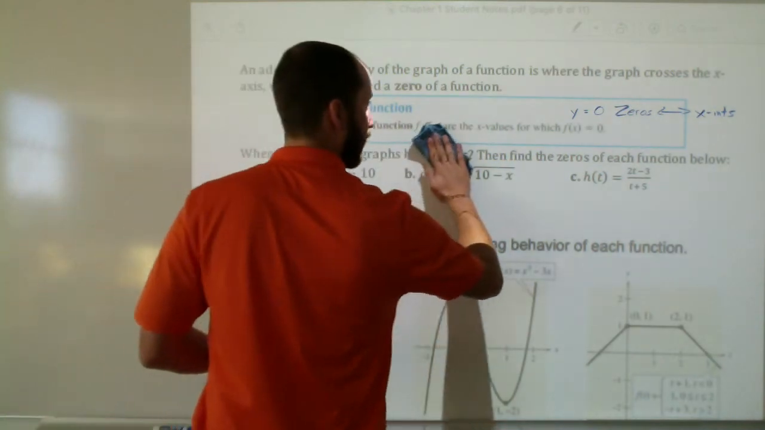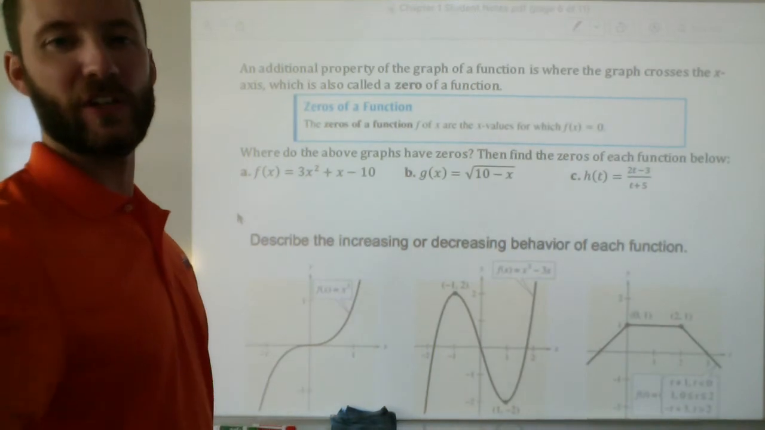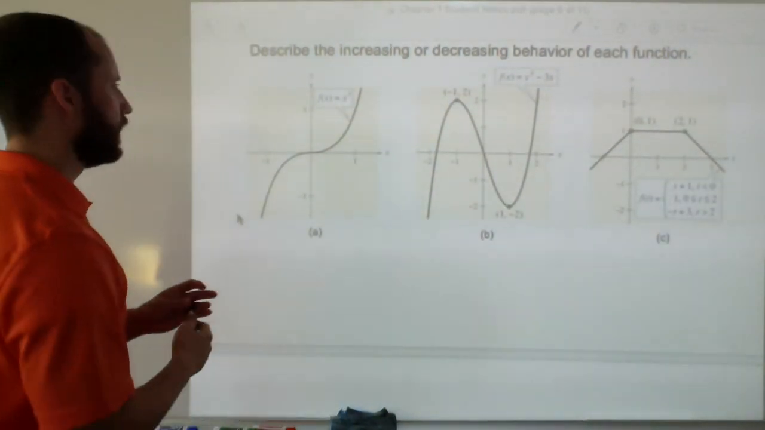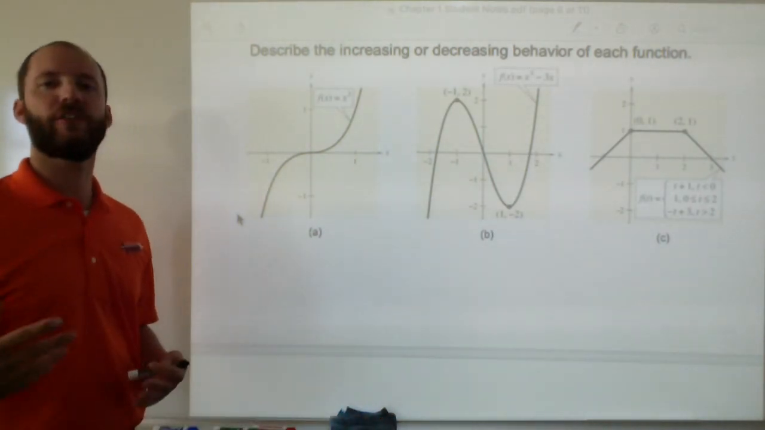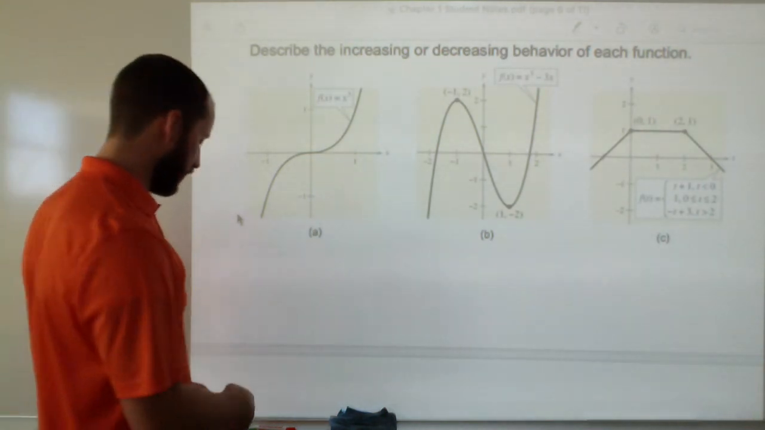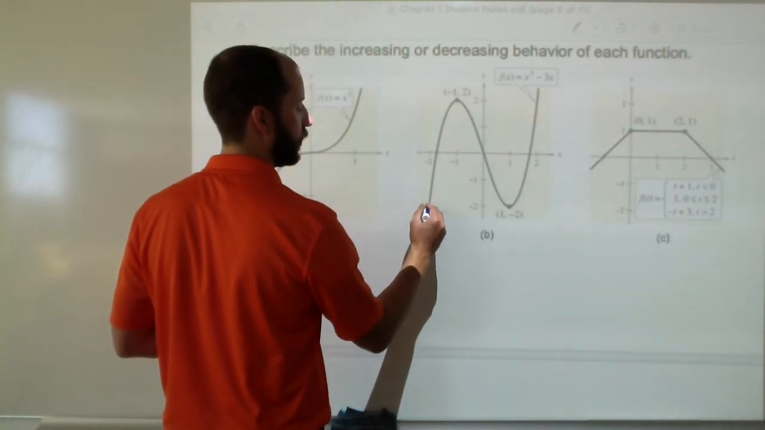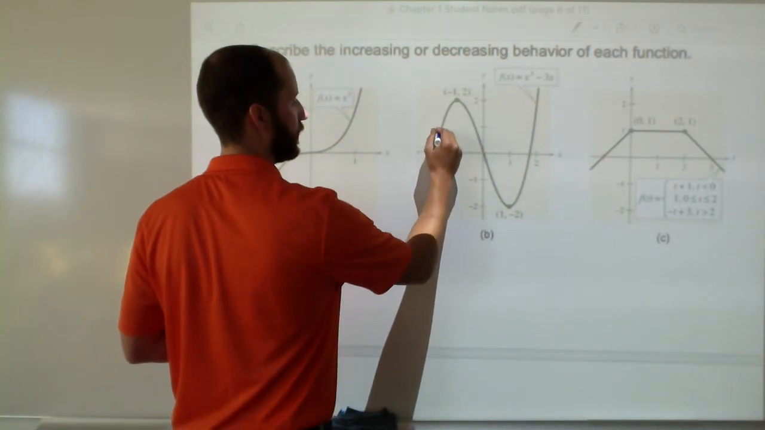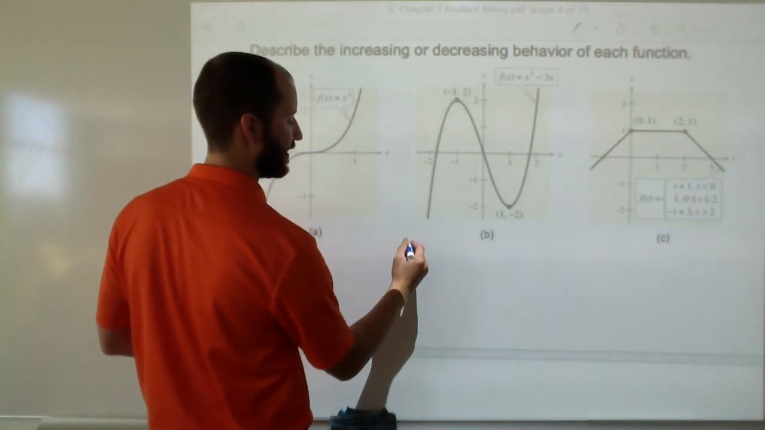And another big part of function analysis, graph analysis, is looking at behaviors. Now, the behavior of a function can be increasing, decreasing, or constant. And what you do is it's like reading a book. You're always going left to right. So as you go along the function left to right, what are you doing? Are you going up or down? Well, as I go left to right, looks like I am going up. So this function is increasing.